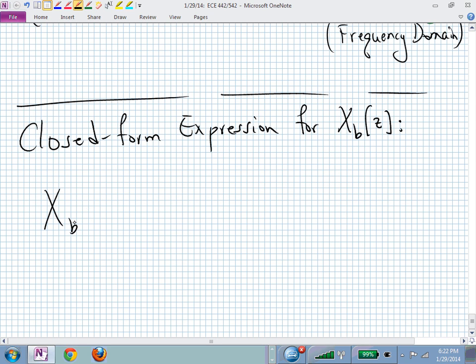We have x sub b of z is 1 plus z to the minus 1 and do you remember what you've learned from your math classes on a geometric series? When would this sum be well behaved? Or when does it give you a bounded result, adding up this infinite number of terms? Or when is that finite?